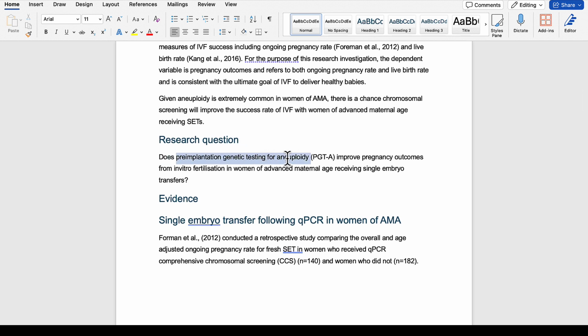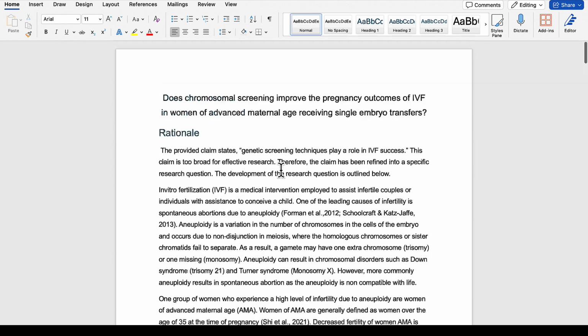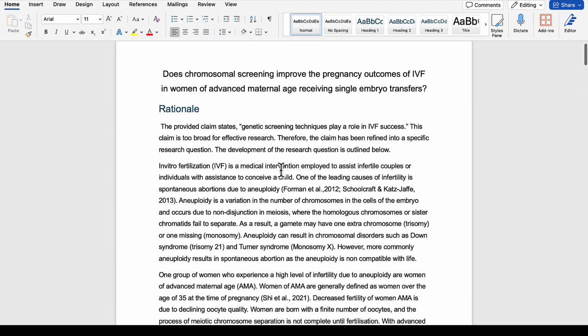So I need to talk about pre-implantation genetic testing for aneuploidy. I need to talk about what we mean by pregnancy outcomes. I need to talk about IVF, and I need to talk about this group of women called women of advanced maternal age, and I need to talk about single embryo transfers. So there's a lot there.